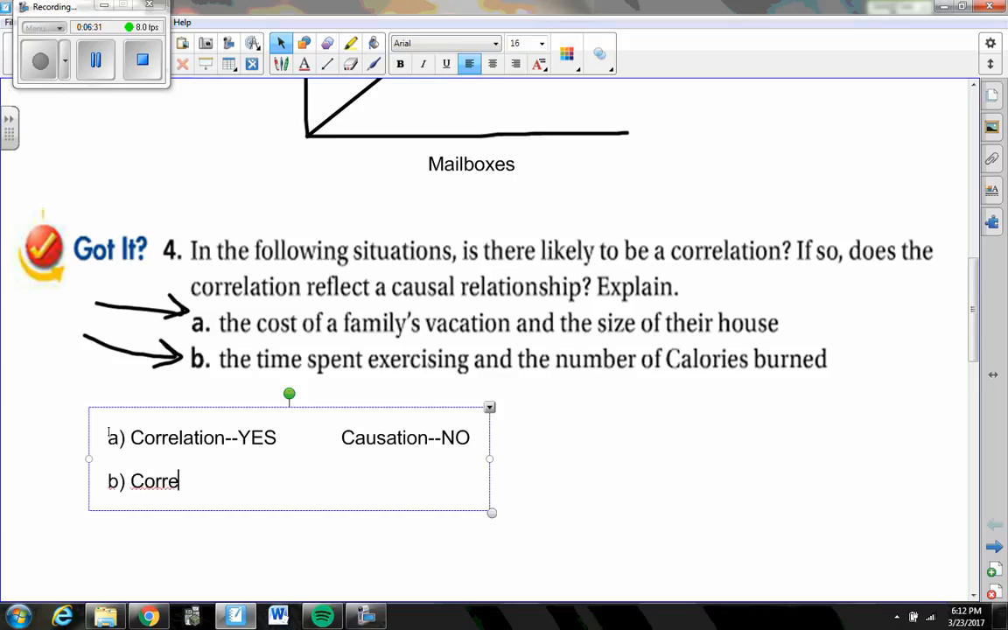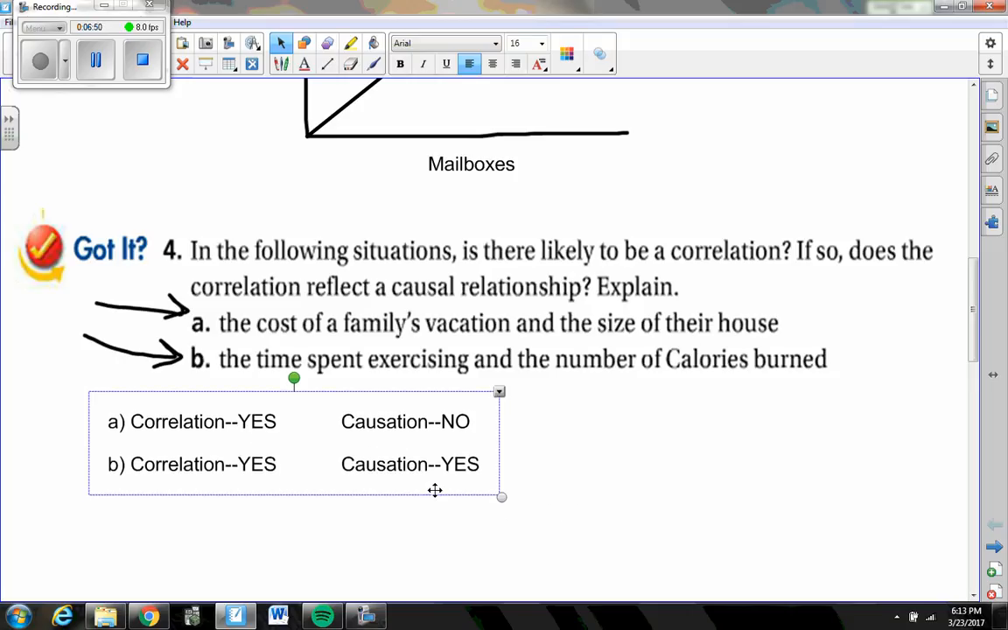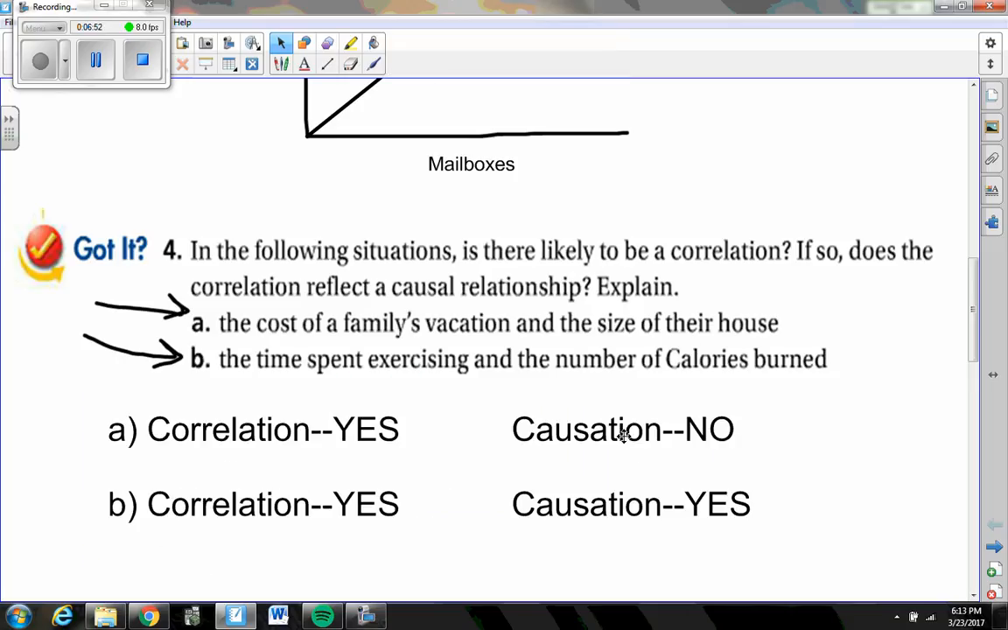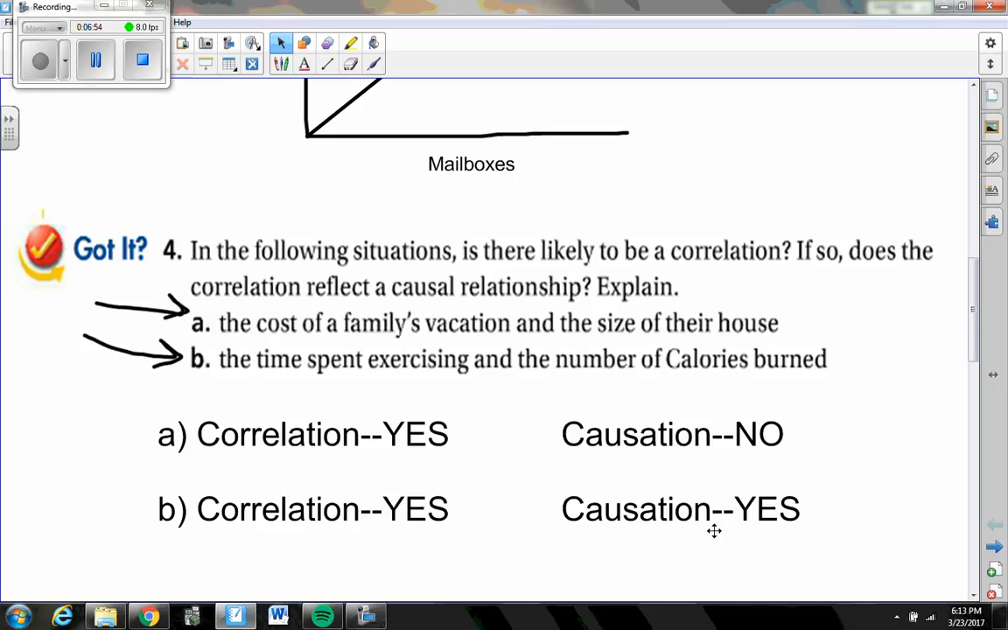Now in letter B, there is, of course, a correlation between how much time you spend exercising and how many calories you burn. In addition to that, there is also a causational relationship here, because exercising for more minutes actually causes more calories to be burned. That's just the way exercise works, right? So letter B does have causation. Letter A does not, all right?